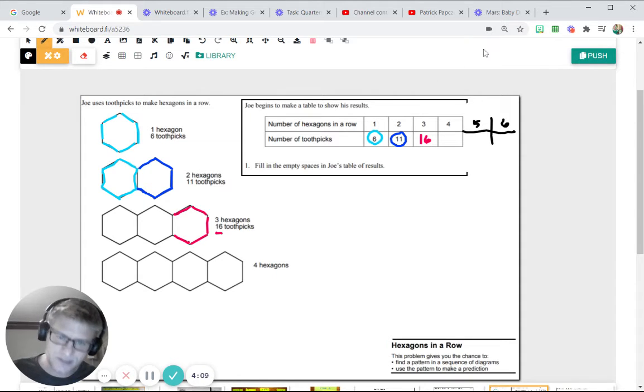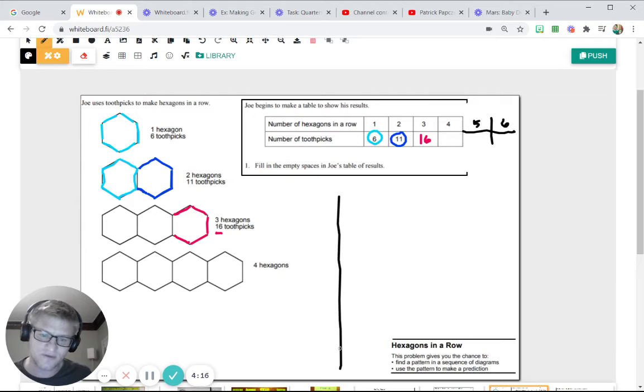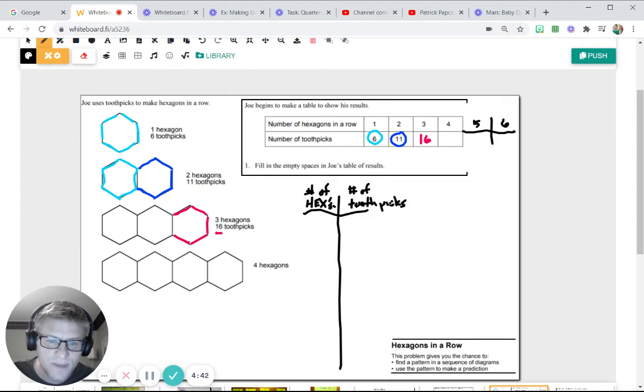Now, another thing I wanted to show you is that you can also draw a table like this vertically. We could have also just set up a table. If you didn't have one that they already gave you, you could have also set up the table this way and done the same information. So this is the number, and I'm just showing you, of hexes. I'm just going to put number of hexagons, right? Number of hexes, right? And then over here, you could say toothpicks. So this side is number of toothpicks. Now, this gives the same information.